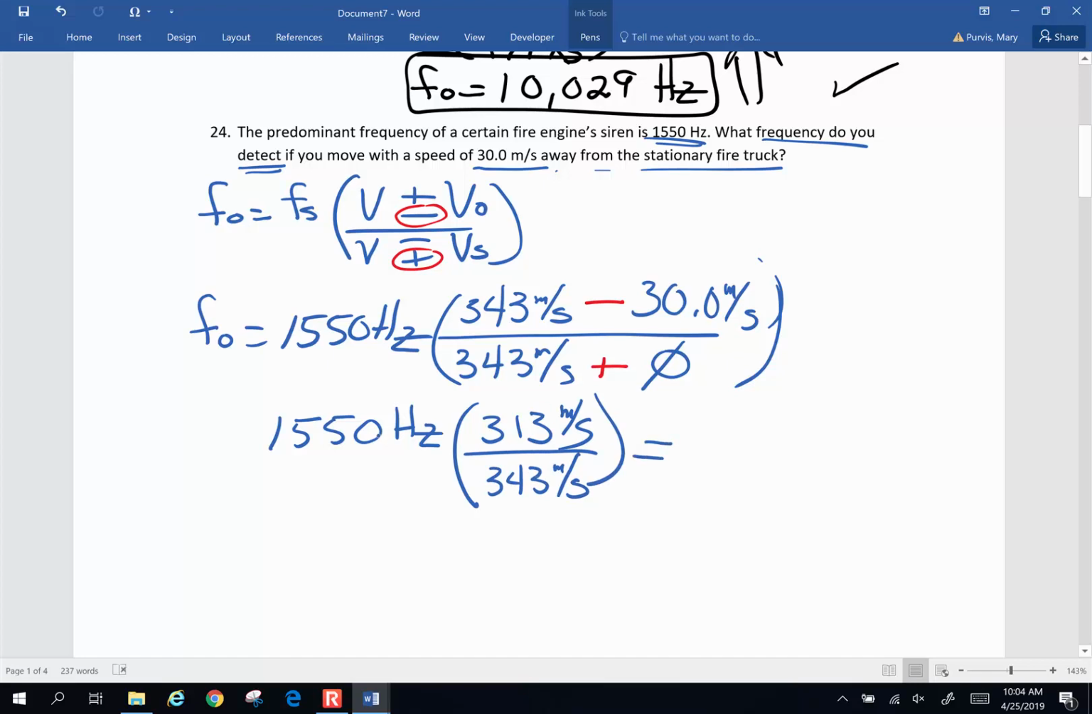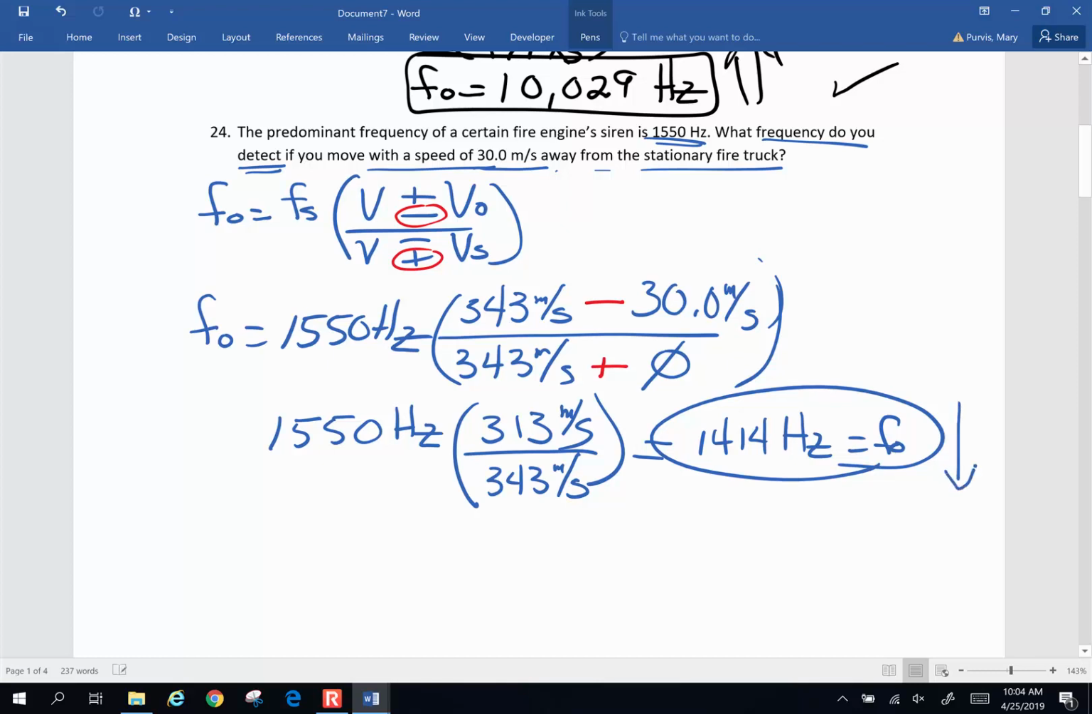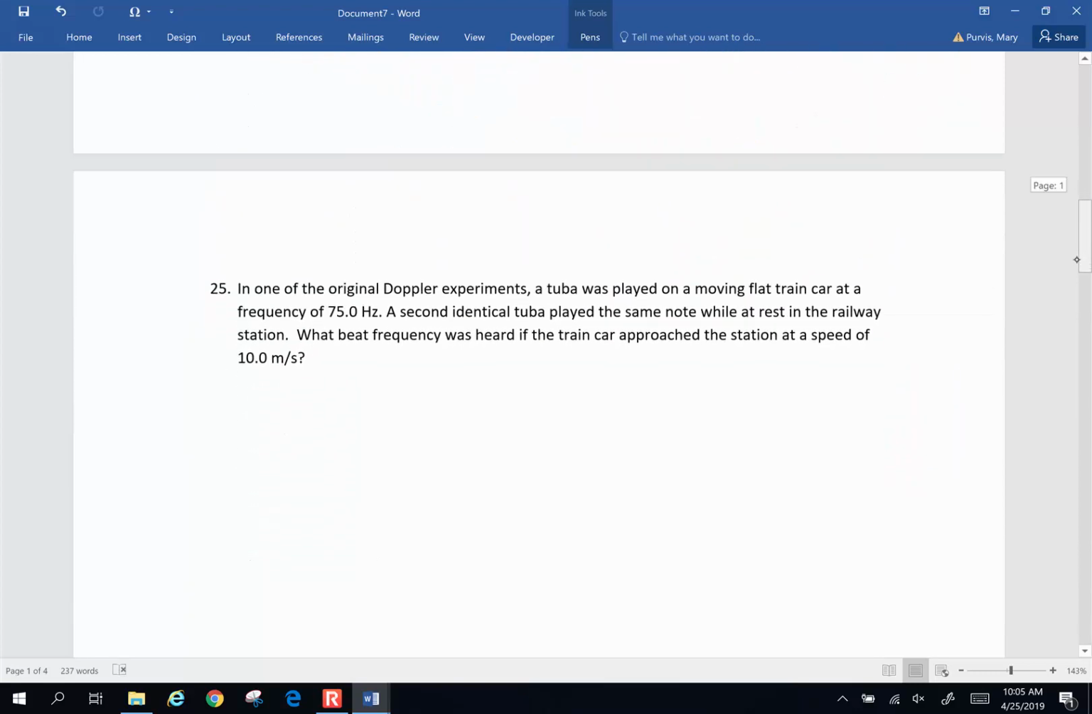Divide, multiply, what do you get? So 313 divided by 343 times 1550. I end up with 1414 hertz. Always stop and reality check. Does that make sense? You're moving away from the source of sound. Frequency is going to go down when you're moving away. Yes, that makes sense. Let's do another one.